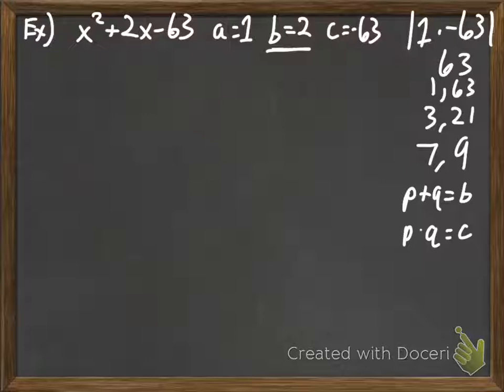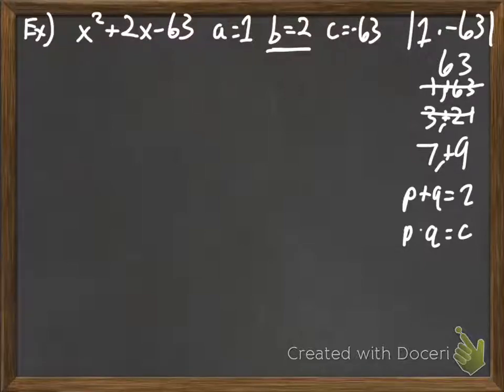Here's a little cheating kind of trick. Let's look at our b. Our b is positive. So if our b is positive, that means whatever number we have on the right side here also has to be positive. Now we look, is there any way we can get a 2 from 1 and 63? No. What about 3 and 21? No. So hopefully it's 7 and 9.